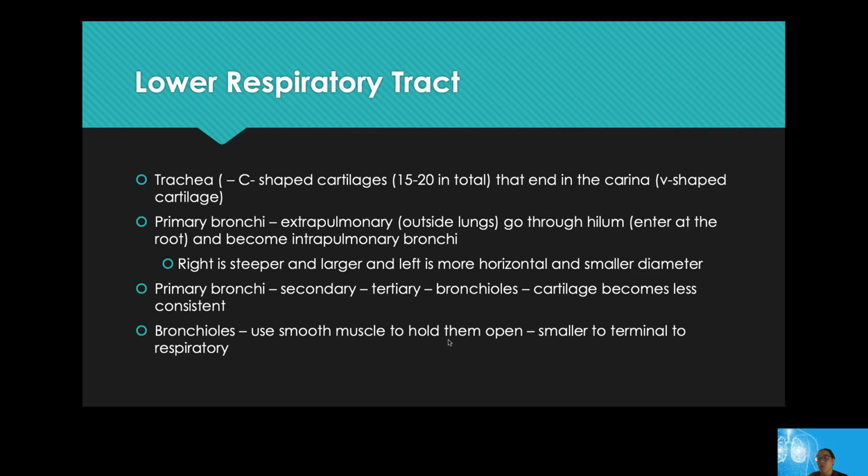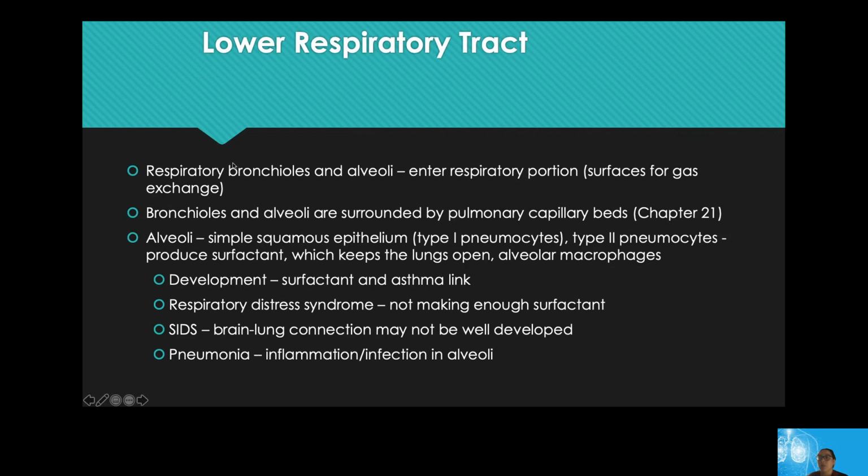Those bronchioles will go eventually to terminal bronchioles. Terminal bronchioles branch into respiratory bronchioles and alveoli. And now you're in the respiratory portion of the respiratory tract. The bronchioles and the alveoli themselves have a set of capillary beds, and a great reminder for this is in chapter 21. To remind you of the cardiac conduction, I don't want you to forget, we've talked about pulmonary circulation extensively before. So the capillary beds surround the alveoli.